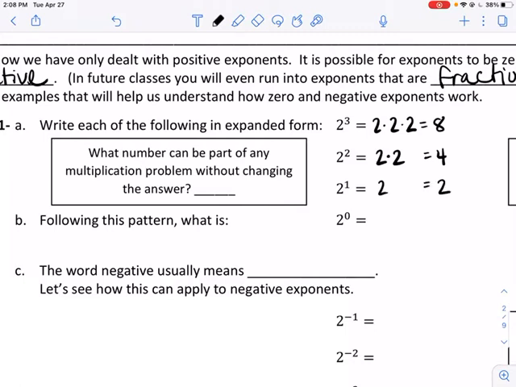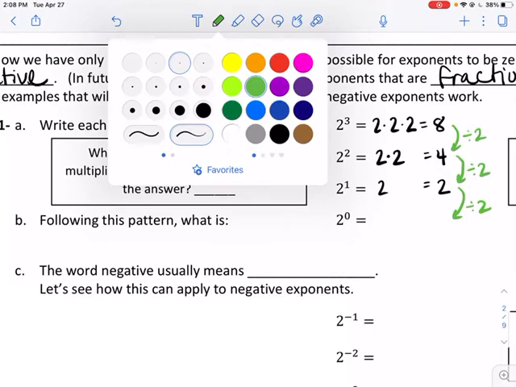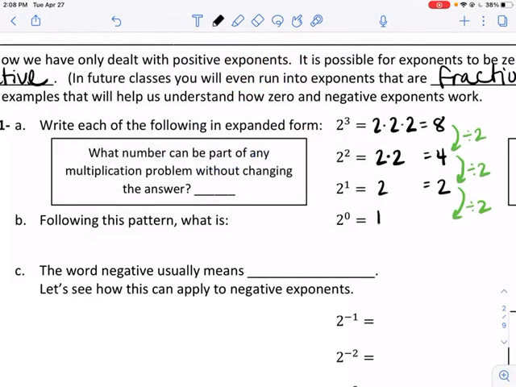So what does 2 to the 0 mean? Well, if you look at these, we're always dividing by 2. Like, we get one less factor of 2. So when we divide by 2 from this 2, we get, what is 2 divided by 2? We get 1.